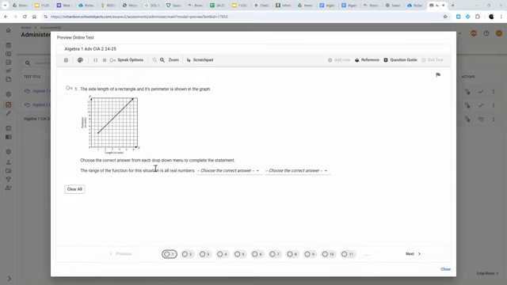All right, so anyway, let's go to this question. The side length of a rectangle and its perimeter is shown in the graph. Okay, so what we're going to do, I'm going to get my Epic pen here.